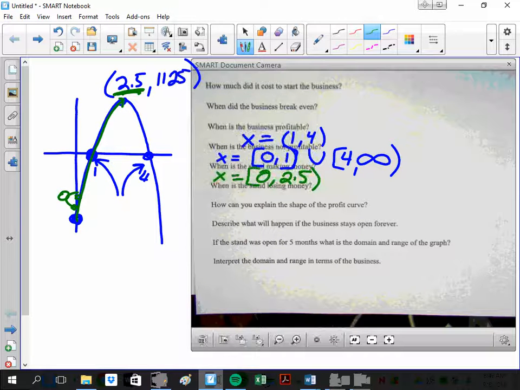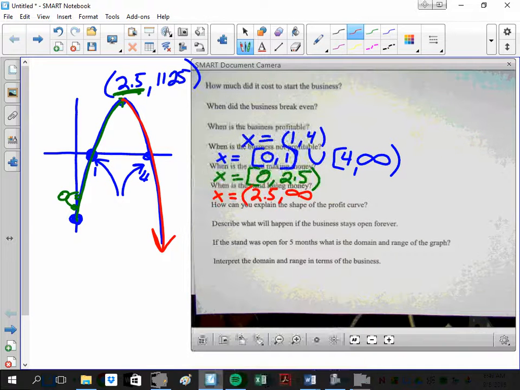Okay? When is the stand losing money? When the graph is going down, so right there, what's the interval? From 2.5 until infinity. Does 2.5 get a parenthesis or a bracket? Parenthesis, and infinity always gets a parenthesis.